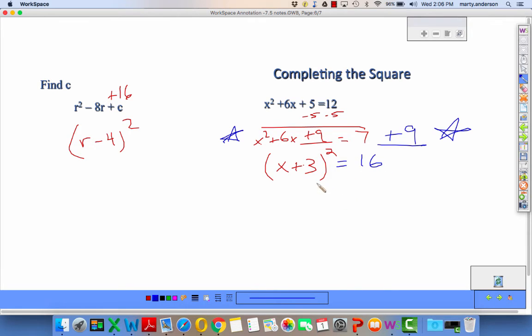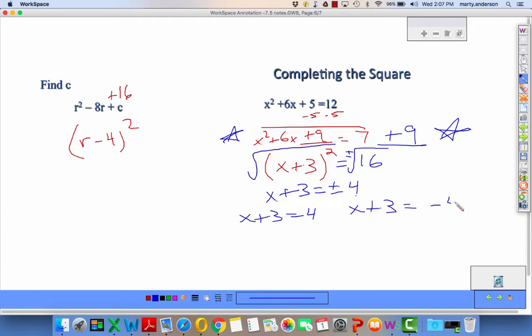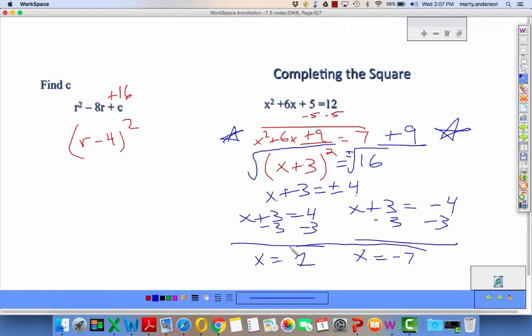Well, isn't this a problem that we've already kind of done? Very similar to it. Take the square root. Don't forget a plus or minus. x plus 3 is plus or minus 4. Solve 2 separate equations. And I subtract 3, subtract 3. x is 1. Subtract 3, subtract 3. x is -7. There's my 2 answers.